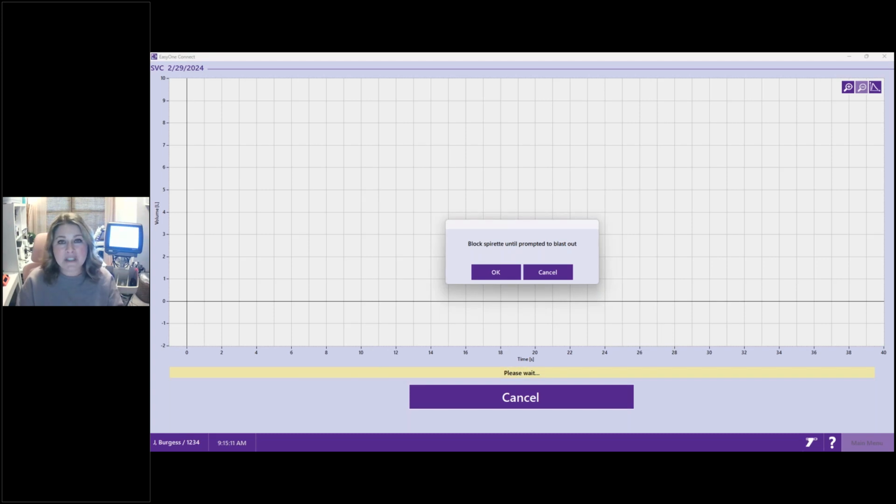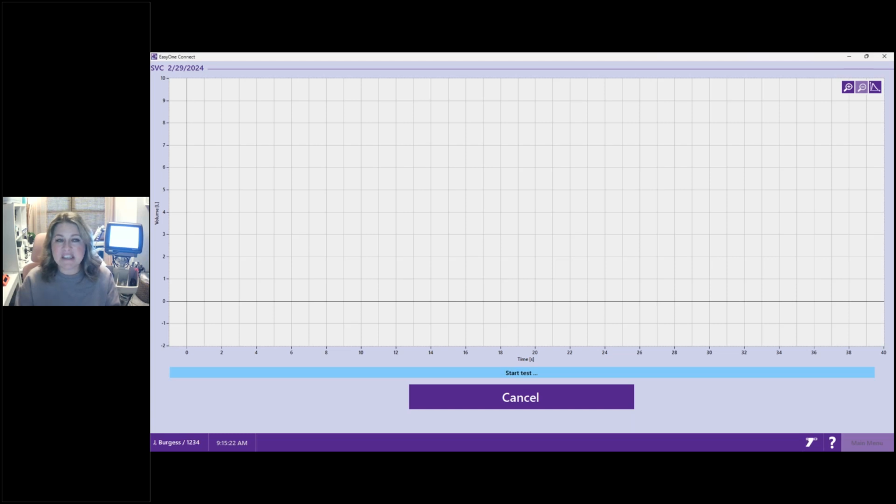The next thing it's going to ask us to do is to block the spiret until prompted to blast out. And then once the coaching bar tells me to begin the test, I'm ready to start that steady tidal breathing. So again, I'm going to demonstrate the IRV method first.